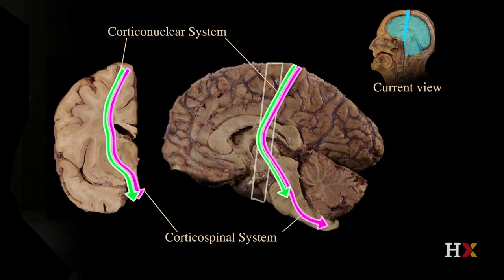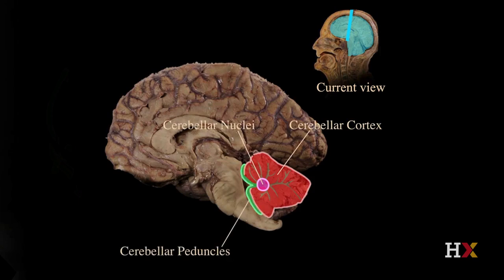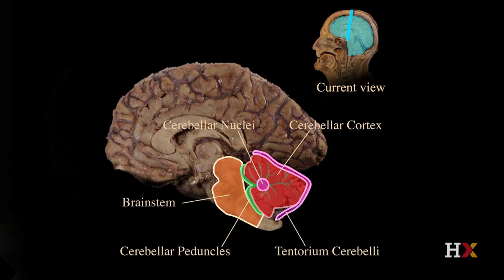basal nuclei, and thalamus. The cerebellum is composed of a highly convoluted cerebellar cortex and a core of white matter containing the cerebellar nuclei. It is anchored to the brainstem via the cerebellar peduncles. The cerebellum is located superior to the brainstem, inferior to the tentorium cerebelli, and internal to the occipital bone. The cerebellum receives input from many areas of the brain and spinal cord and influences motor performance.